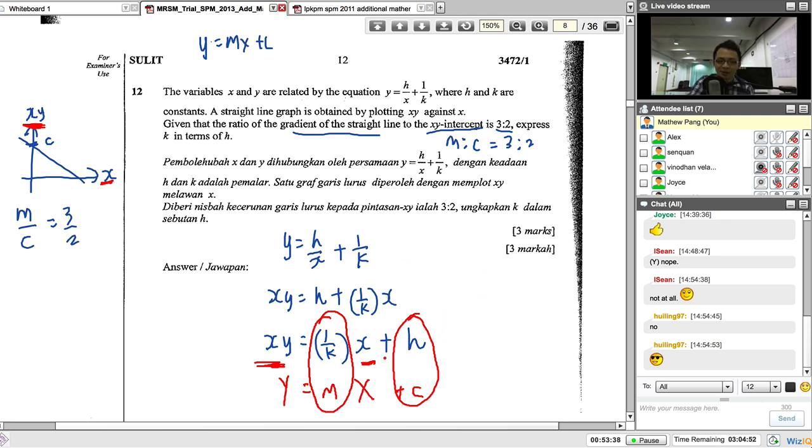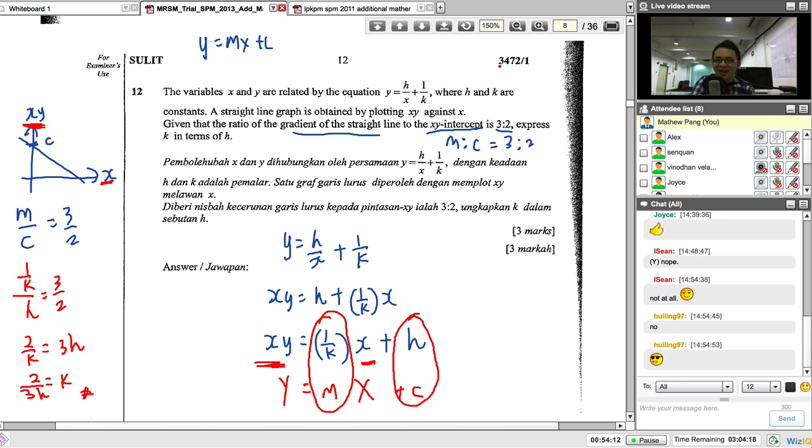So I'm going to substitute over here. What is my m? It's 1 over k, over my c, which is just h, equals to 3 over 2. Cross multiply, I got 3 over k equals to 2h, so 2k equals to 3h. The question wants k in terms of h, so k is equals to 3h over 2. Done.